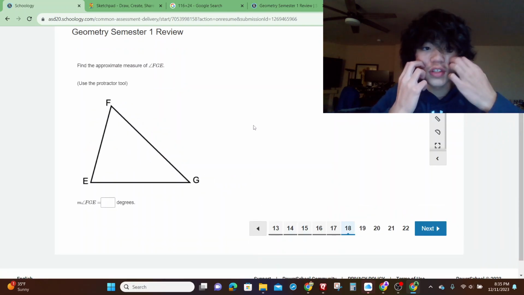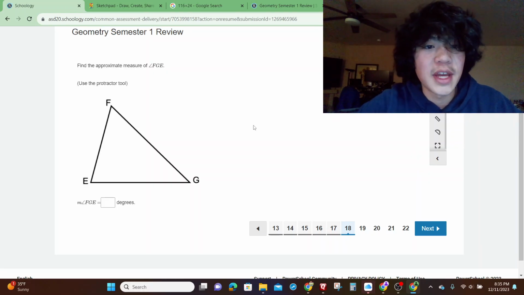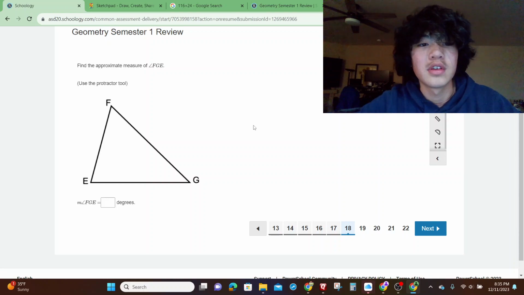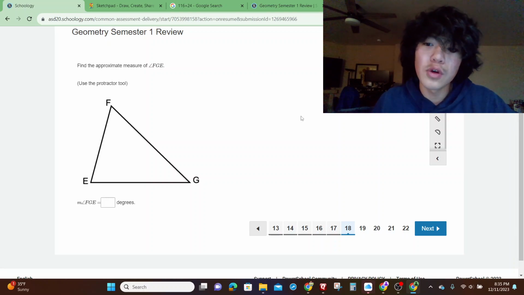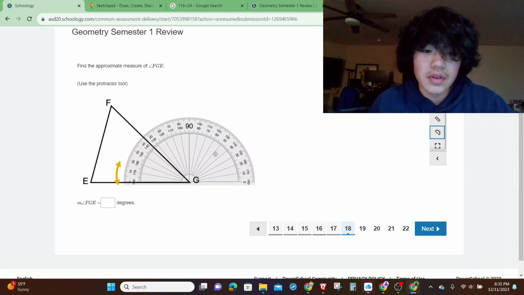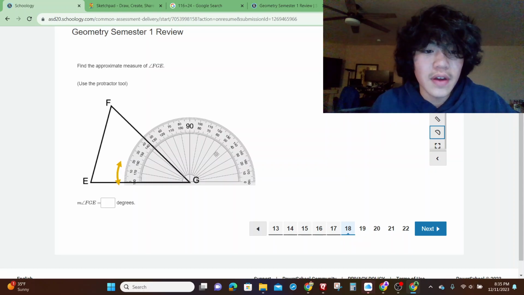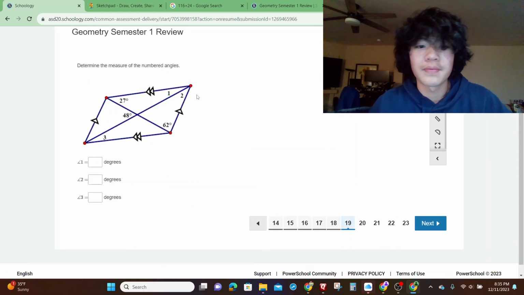Alright, so this one asks us to find the appropriate measure of FGE. The letter in the middle is going to be the one we find the angle for. And on Schoology, there's a protractor tool. So let's look right here. Looks to be around 45 degrees. So FGE is 45 degrees.